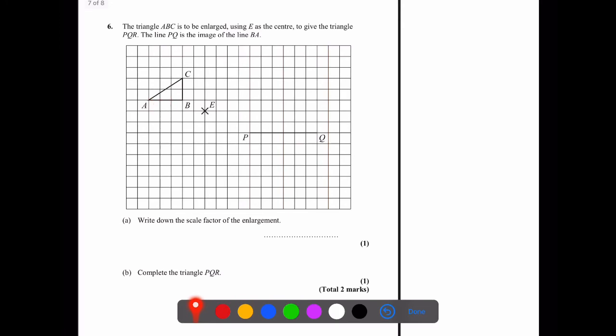What do we times that by to get to this? So if we have a look, 1, 2, 3, 4, 5, 6. So this measures 6 and this measures 3. So to get from 3 to 6, 3 times 2 is 6.